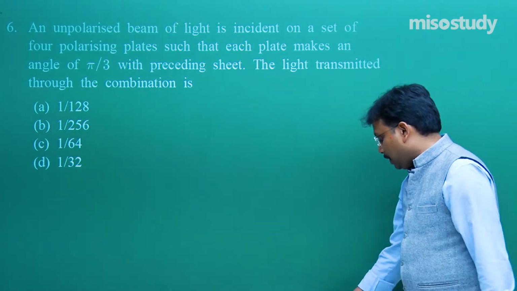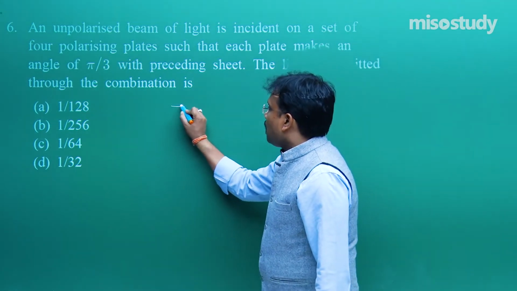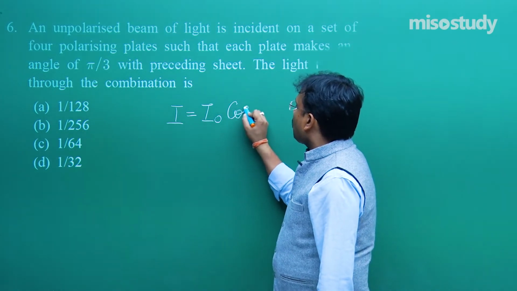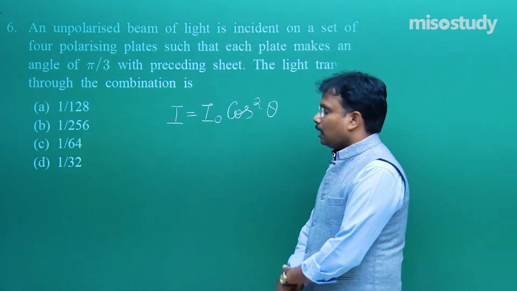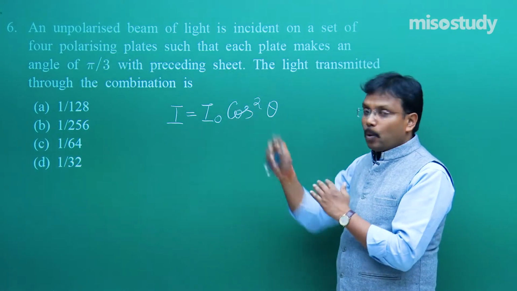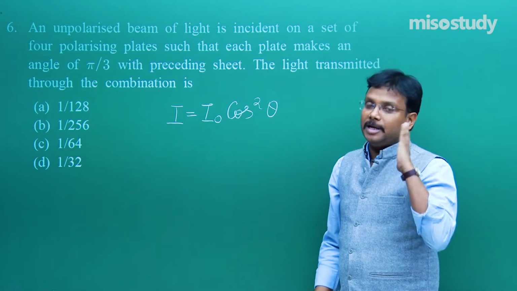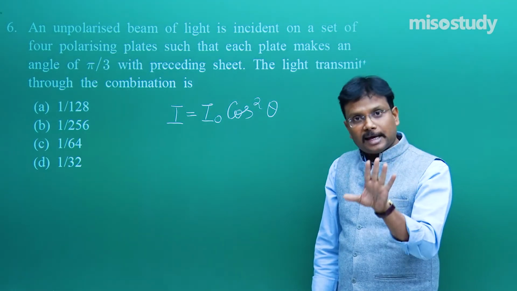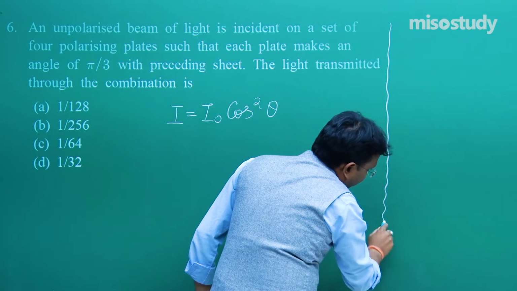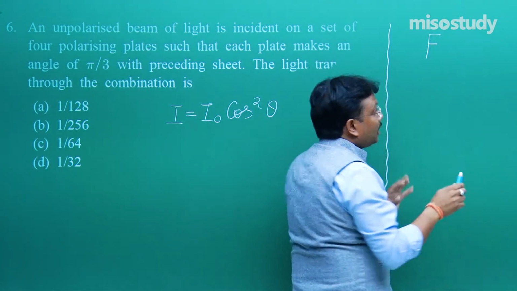Obviously the basic formula that we are going to utilize in this problem is I is equal to I naught cos square theta. This is the basic result we are supposed to use, but there is not one polarizing sheet, there are 4. So we have to use this formula in combination, but with a careful approach. The basic result is this one, and I will explain one by one.